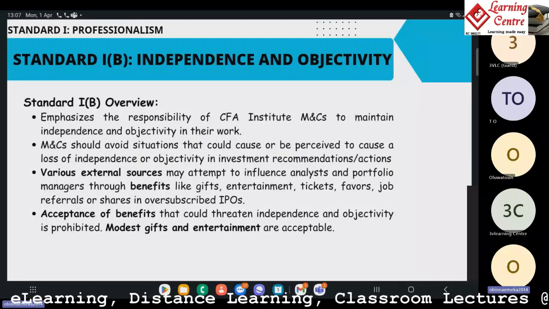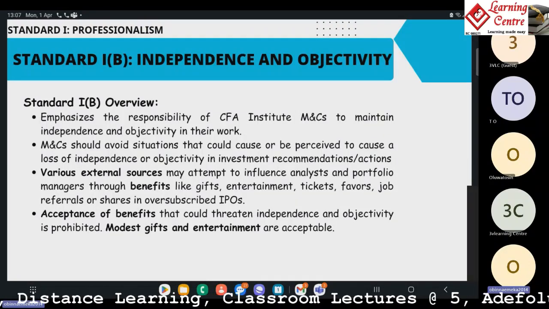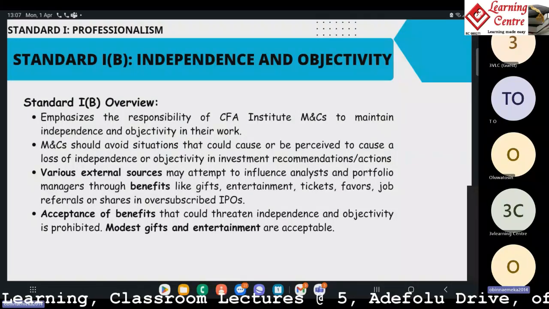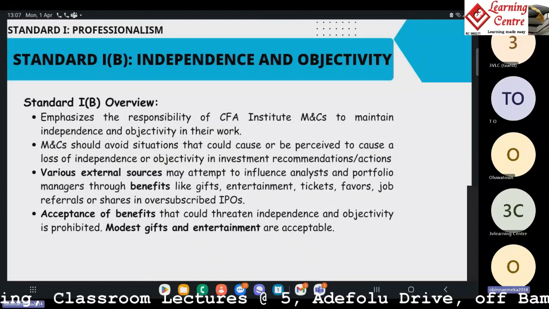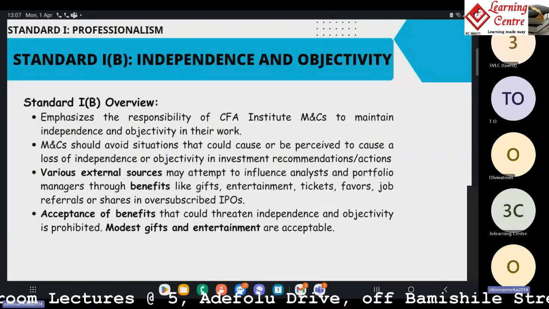Some of them can give you things like gifts, entertainment, tickets, favors, job referrals, or even shares in oversubscribed IPOs. These are the different kinds of gifts that they can give you. And some of these gifts can actually influence your independence and objectivity.